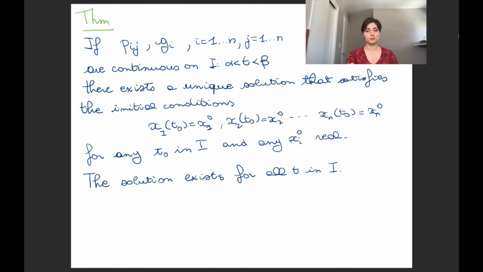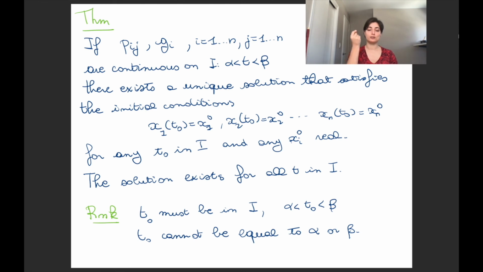The only thing you need to be careful with is that your t0 must be in the interval. So between alpha and beta. You cannot be at the boundary of the interval. You cannot have t0 equal to alpha or equal to beta.